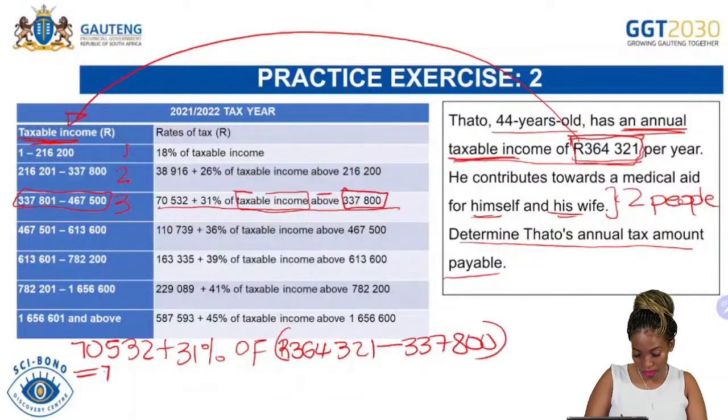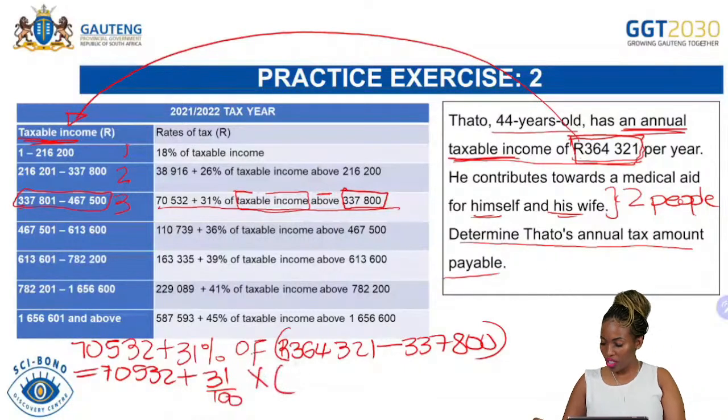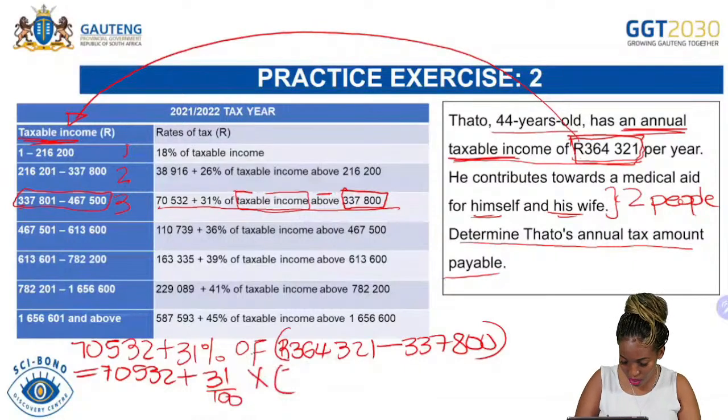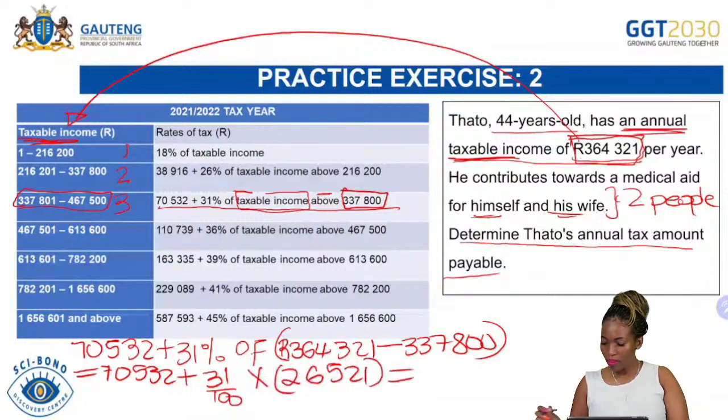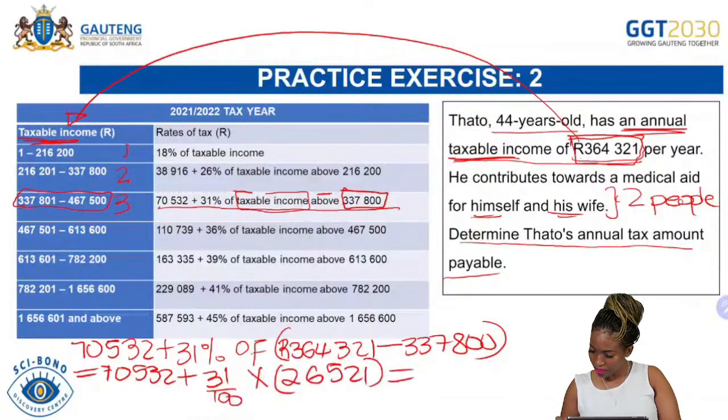Okay, let me rewrite this one. It is 70,532 plus, remember, I like to write this as 31 over 100 of, the meaning of is what? Is multiplication. Then we open the bracket. Then we say 364,321 minus 337,800. The answer that I'm getting inside the bracket is 26,521. So I'm just going to punch this in the calculator to get the answer.